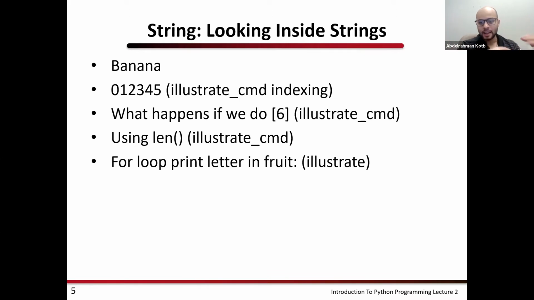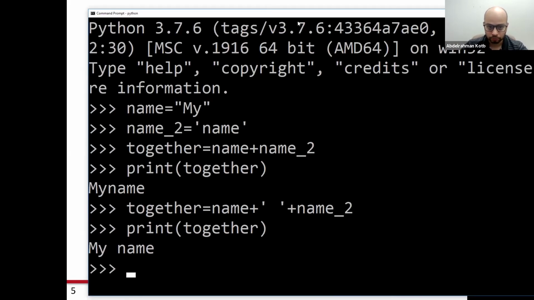So let's say I write banana, B-A-N-A-N-A. So how many letters? 1, 2, 3, 4, 5, 6. If I ask Python what is the length of banana, Python is going to give me 6. However, if I ask Python to give me the 6th letter of banana, so 6, it's gonna tell me that it's outside the index, and I'm actually gonna show you.